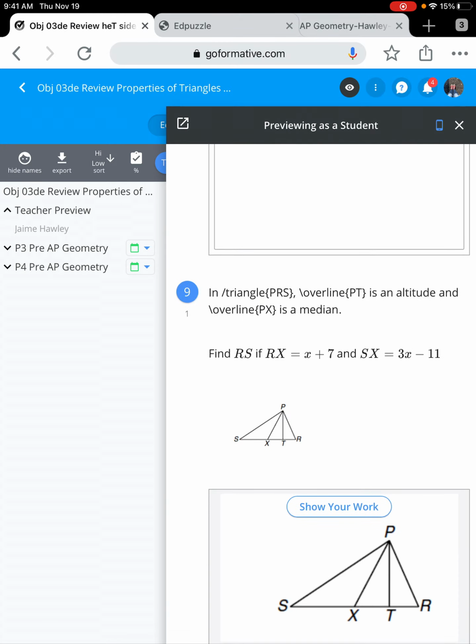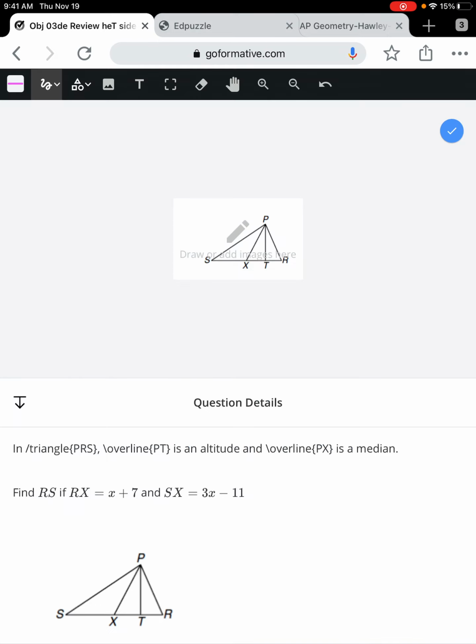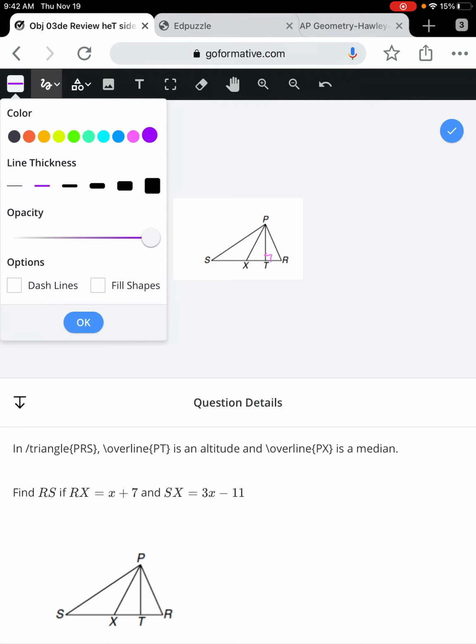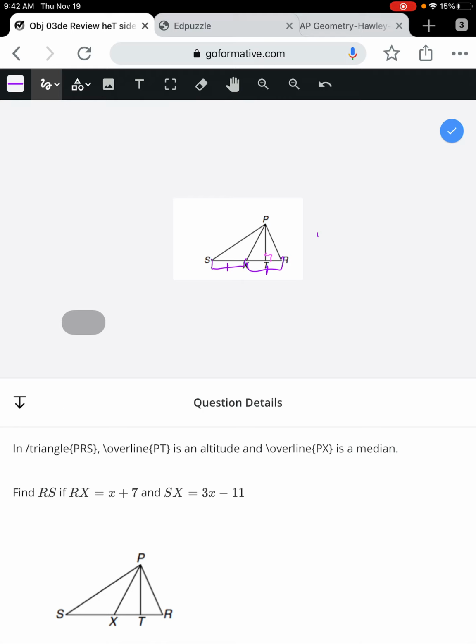Number 9, and you guys won't see this because I just forgot to do it. In triangle PRS, PT is an altitude and PX is a median. Okay, so if PT is an altitude, then I know this has to be perpendicular. That's the only thing I can say. If PX is a median, you guys need to remember, then this is congruent to this. Those parts are congruent to each other. So now we have to figure out what we know. It says RX is x plus 7 and SX is 3x minus 11. Well, I know those two parts are the same because it's a median.